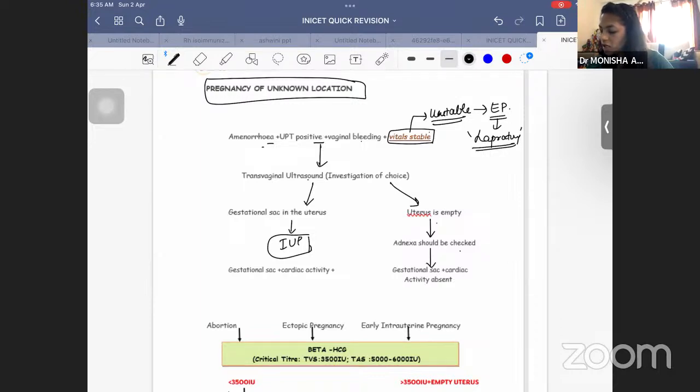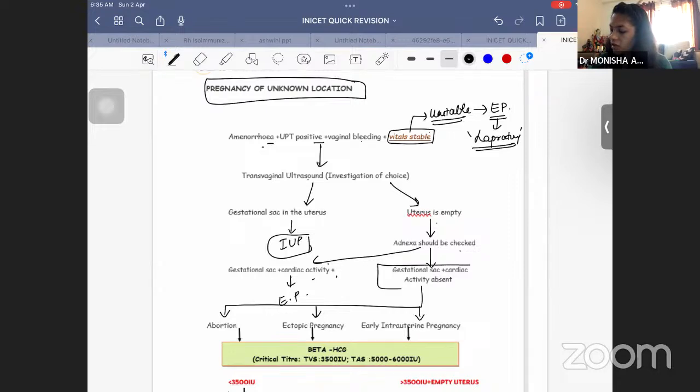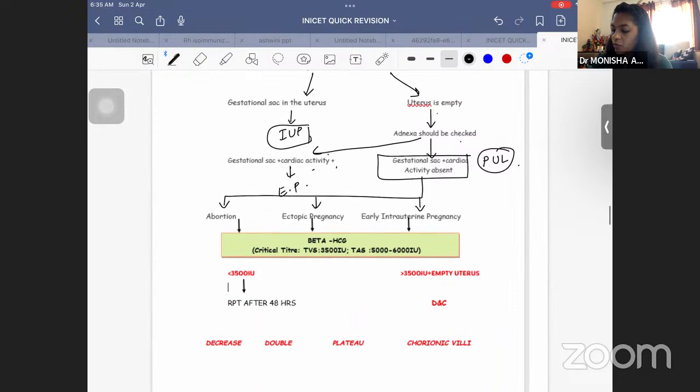Adnexa, you can see a gestational sac plus cardiac activity, your direct diagnosis of ectopic pregnancy. But the problem arises when you're still not seeing any gestational sac nor any cardiac activity in the adnexa. Then you have to think of 3 options. Either it is an abortion, or an ectopic pregnancy, or an early intrauterine pregnancy. This is called the pregnancy of unknown location. That is, you don't know the exact location. So what is your next step of action?